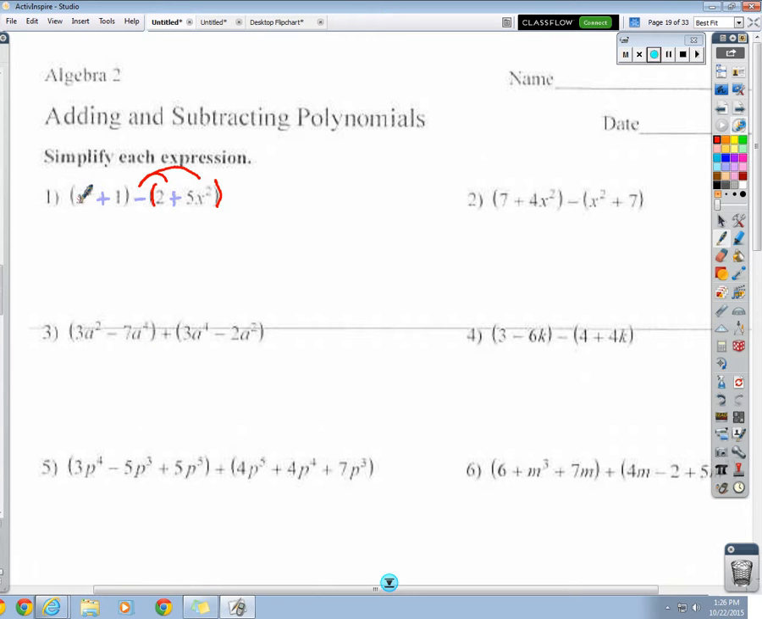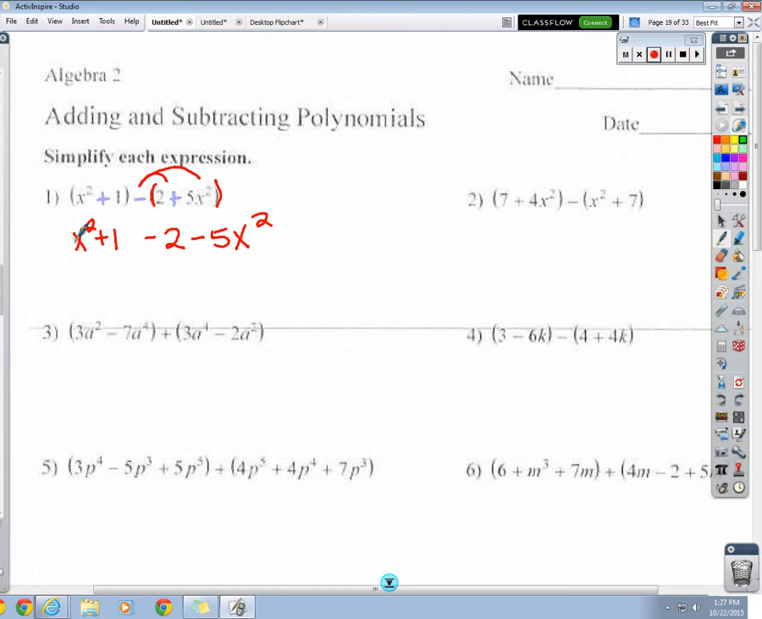So you're basically distributing that minus to everything after it. Now, that does not do anything to this first binomial. It stays x squared plus 1. But for this binomial, it becomes minus 2 minus 5x squared. At this point, once you've distributed, you really do not have to continue writing the parentheses. Okay, now you're just ready to combine like terms.